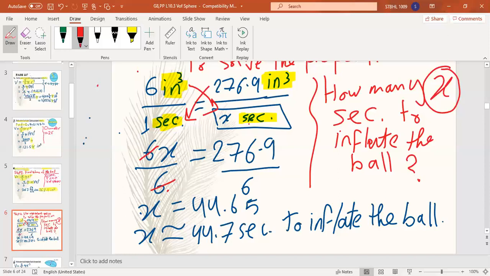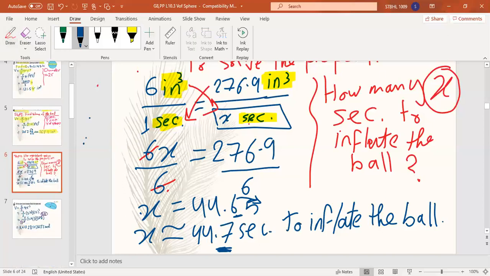So I'll underline the 6. Look at the digit to the right, which is 5. 5 is exactly equal 5, so I'll add 1 to the 6. The number of seconds needed to inflate the ball is approximately equal to 44.7 seconds.